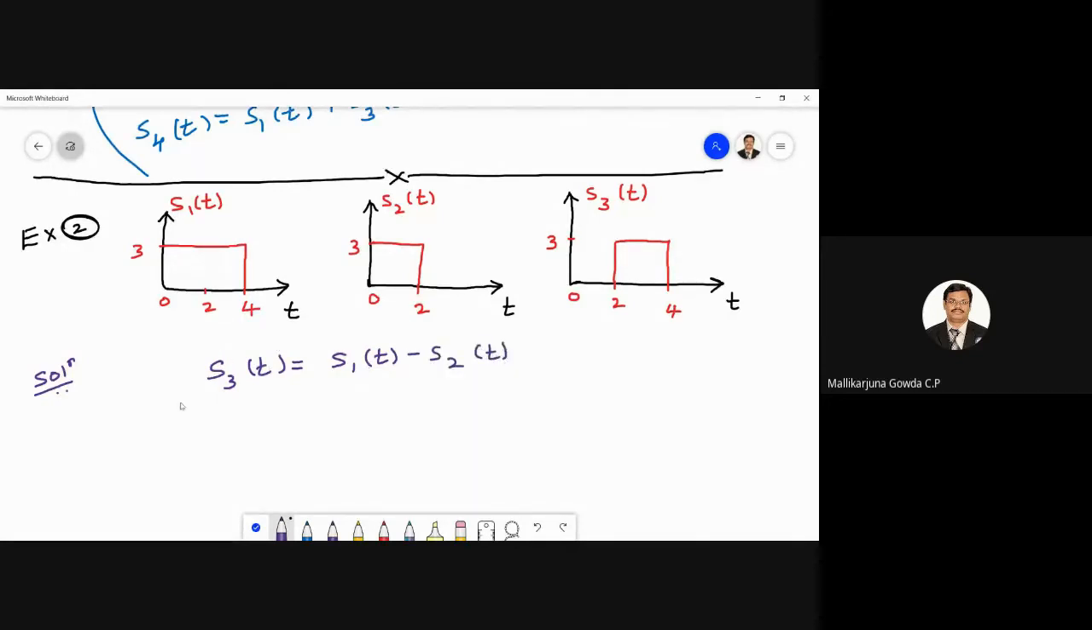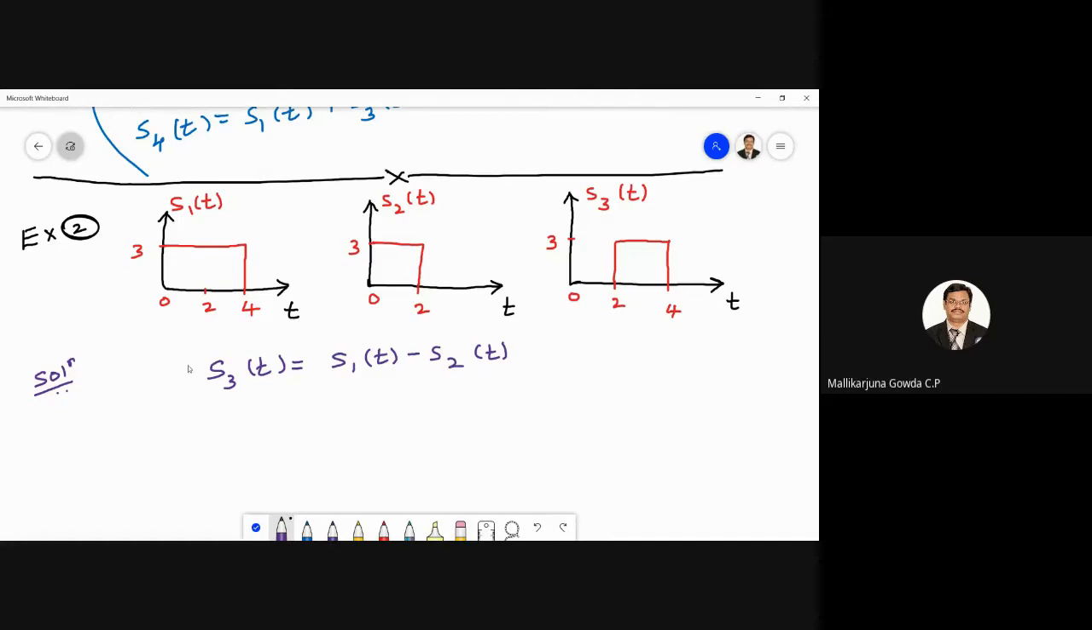Okay. So what I mean to say here is all three signals are not linearly independent. So there is some dependency. I wrote here how I can obtain S3 of t from S1 of t and S2 of t. Fine. So after noting this, what is the next step?